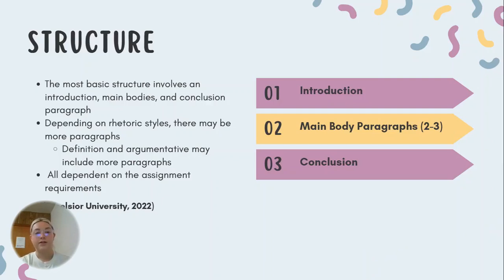So now looking at the structure of how you set up a definition essay. The most basic setup would include an introduction, the main bodies, and a conclusion. Depending on the rhetoric styles, there may be more paragraphs. If you have the definition and argumentative, like I talked about, you may have a lot more paragraphs. It just depends on how you're setting it up for your assignment, and they're all dependent on the assignment requirements. But the most basic form is the introduction, main body paragraphs, and conclusion.